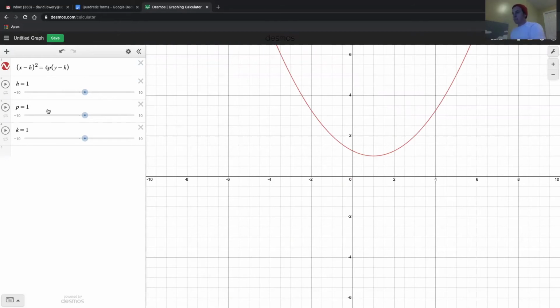I'm going to do something kind of a little tricky here. I'm going to add a point for the focal width. So check this out. I'm going to put the vertex in, so the vertex will be (1, 1). Okay, so you can see that point. That's the vertex.